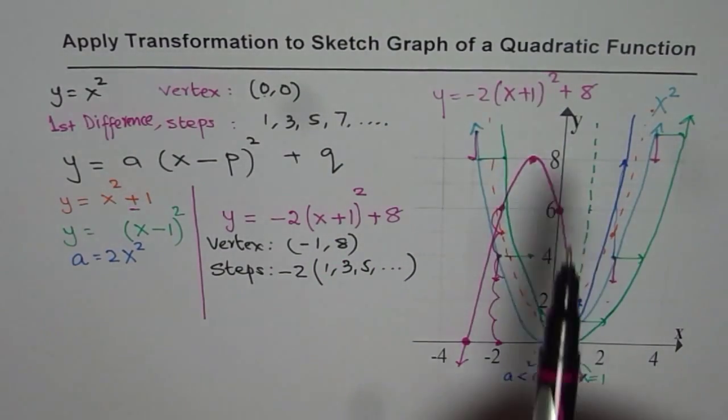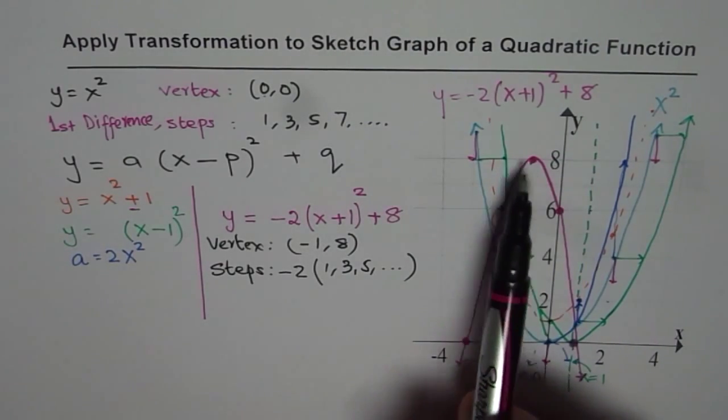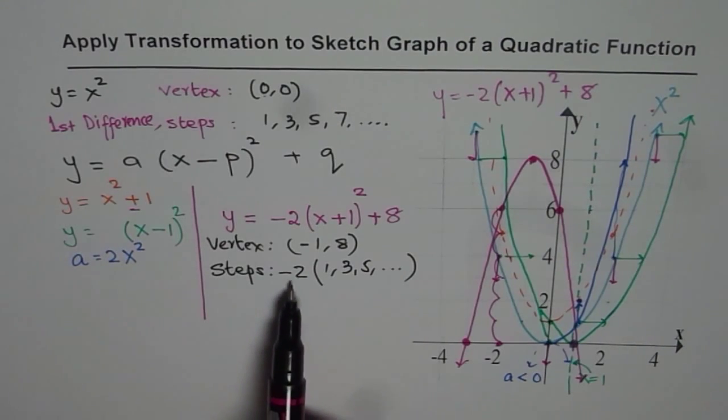Strategy is locate the vertex, find out the steps, and from the vertex move in that direction as per these steps, and you get your graph. So that is how you can sketch any quadratic function just from knowing the vertex and the leading coefficient, since leading coefficient A is getting multiplied by 1, 3, 5, 7 and so on.